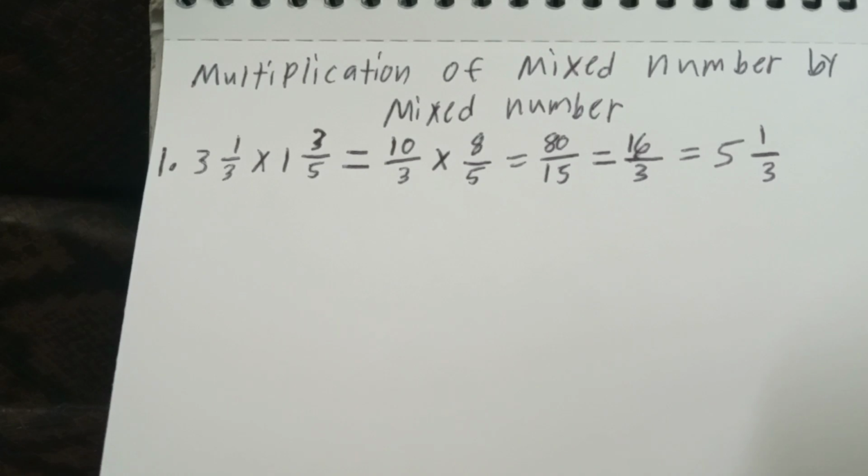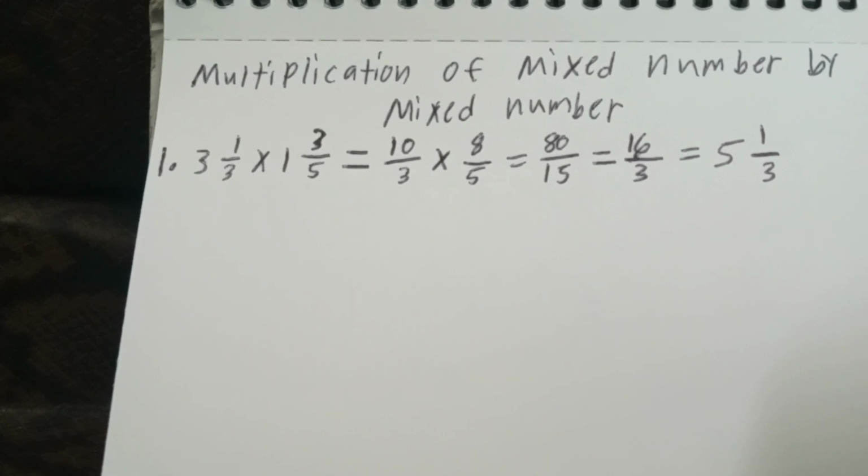For our last and fourth topic, we have multiplication of a mixed number by a mixed number. For our first example, we have 3 and 1/3 times 1 and 3 over 5. Our first step here is to turn these mixed numbers into improper fractions, which will give us 10 over 3 times 8 over 5. As I said earlier, we just have to multiply straight across. So 10 times 8 will give us 80, and 3 times 5 will give us 15.